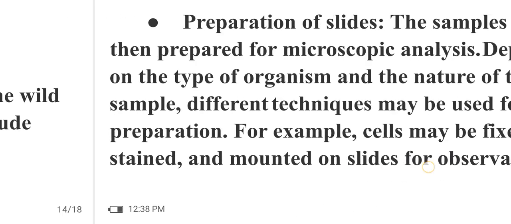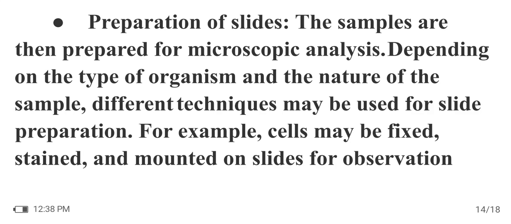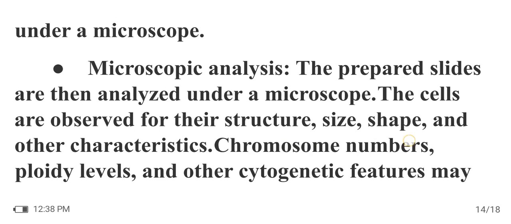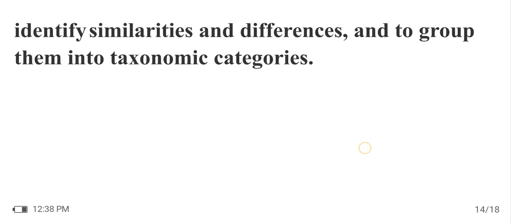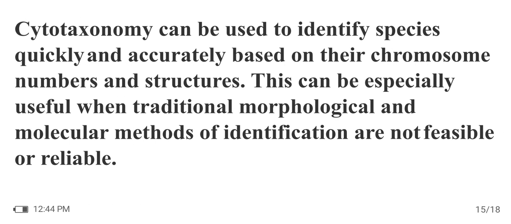Which are the procedures? Sample collection, preparation of slides, microscopic analysis, data analysis, and taxonomic classification. Taxonomic classification, which we just learned. Then advantages of cytotaxonomy: rapid and accurate identification. Cytotaxonomy can be used to identify species quickly and accurately based on their chromosome number and structure.